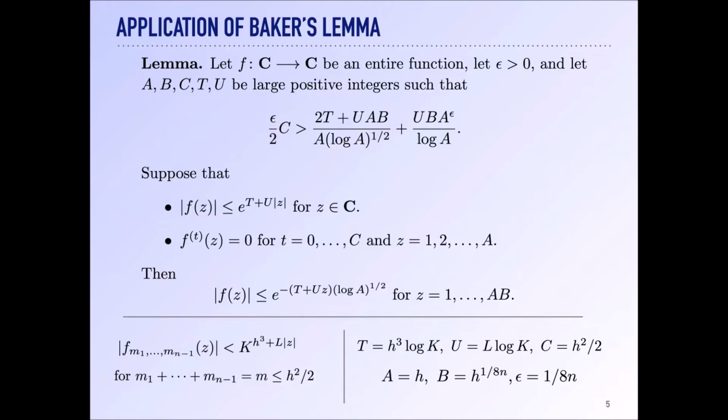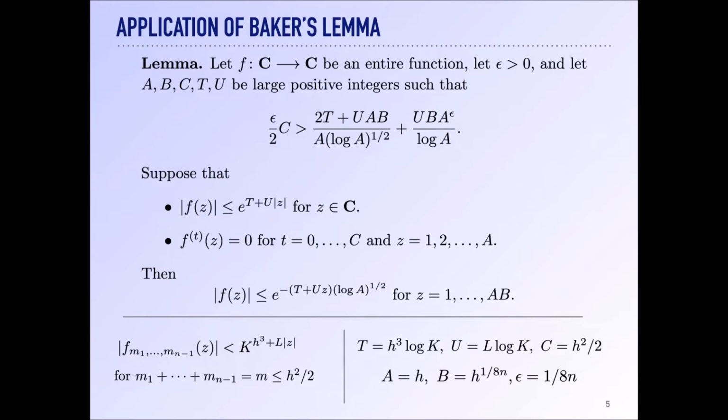Okay, so this was Baker's lemma, and if you check, we rigged all the coefficients to satisfy this complicated inequality, which we went through the details of last time, if you choose the right parameters. So remember, the point is we choose a k such that the absolute value of f sub m1 through m sub n minus 1 was bounded by an exponential of k to the h cubed plus L times the absolute value of z.